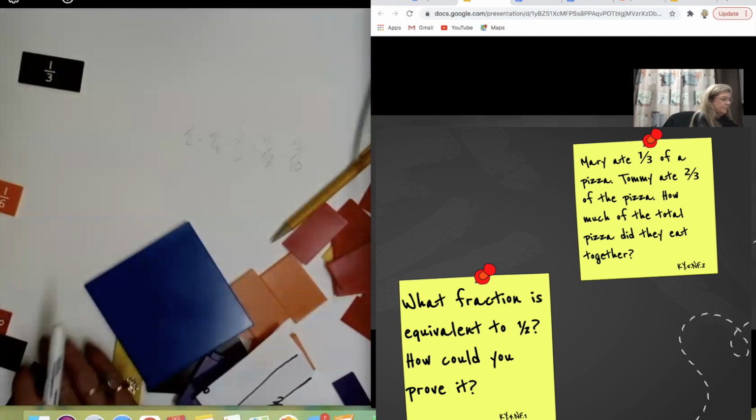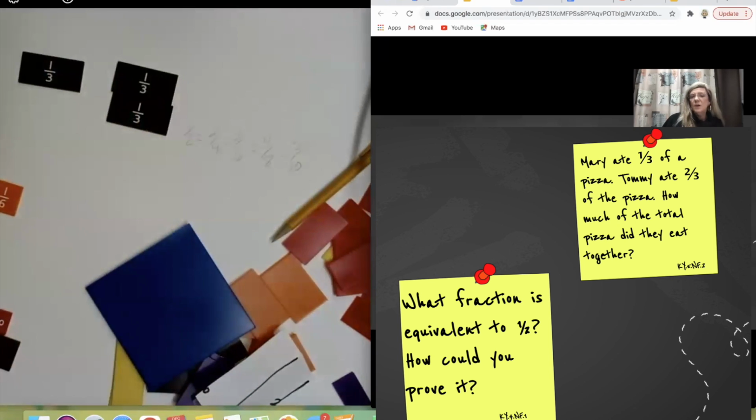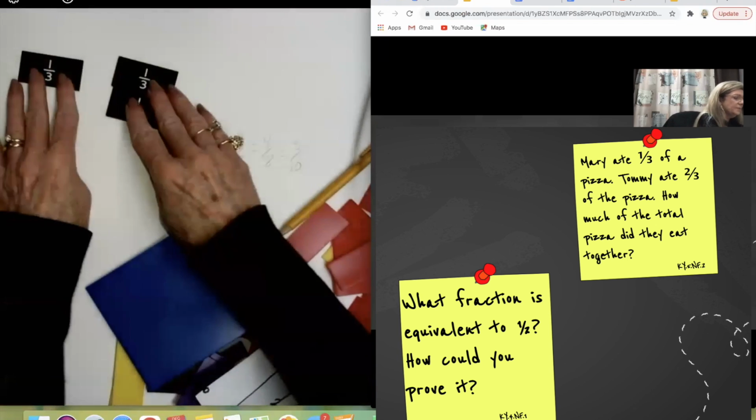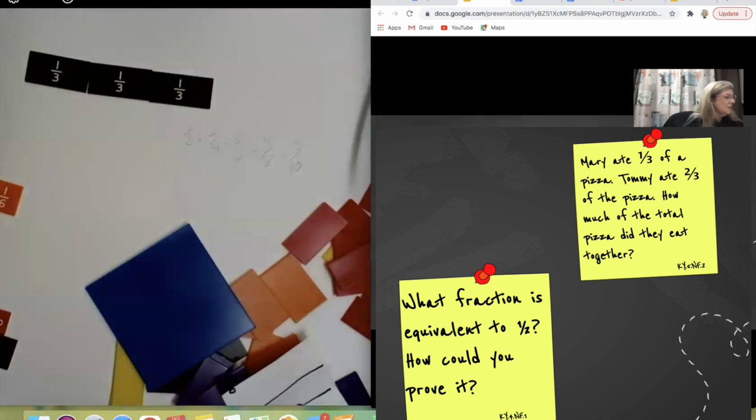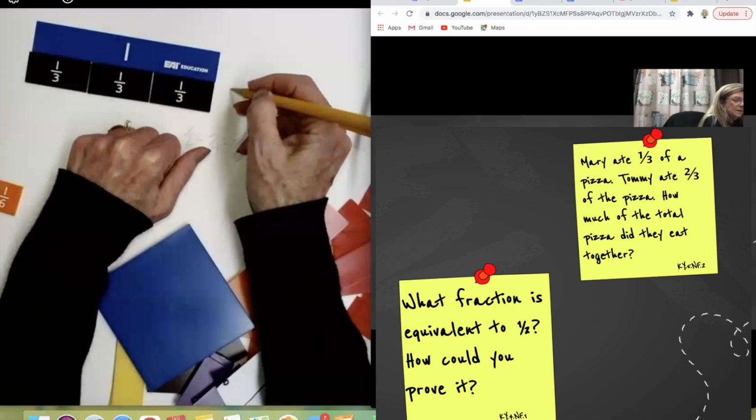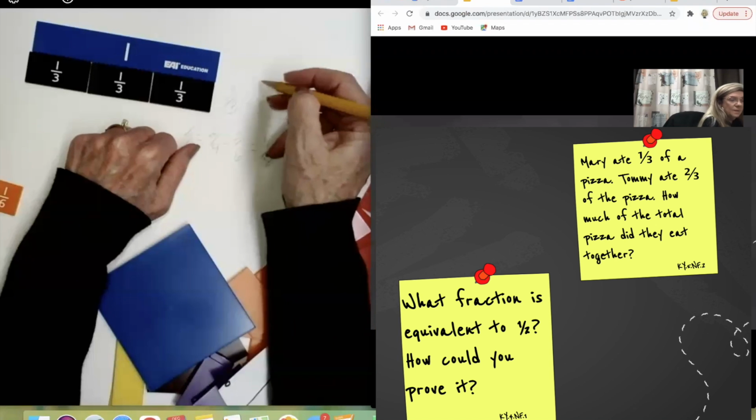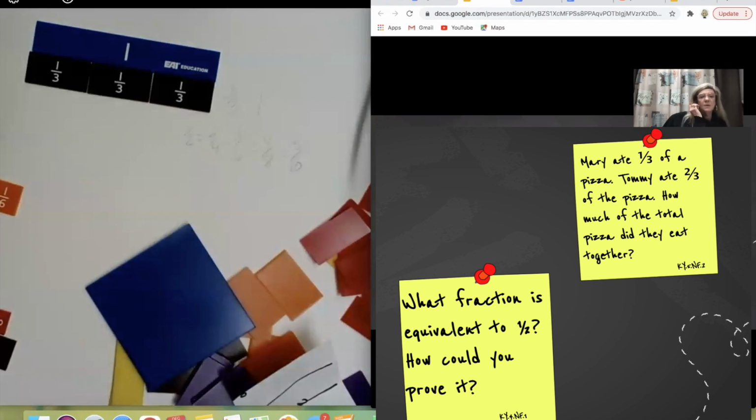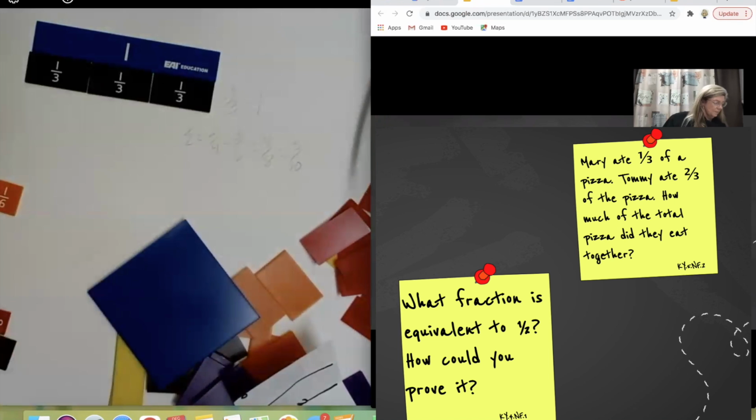1/3, and that's what Mary ate, and 2/3, and that's what Tommy ate. And we put them together, and that's 3/3. And you can talk about how 3/3 is actually equal to 1 whole. So the kids will learn, it's important to show them that you can write a whole as a fraction as well. So that's why it's important for them to build those fractions underneath that whole, and always refer back to that. The fraction depends on the size of the whole.